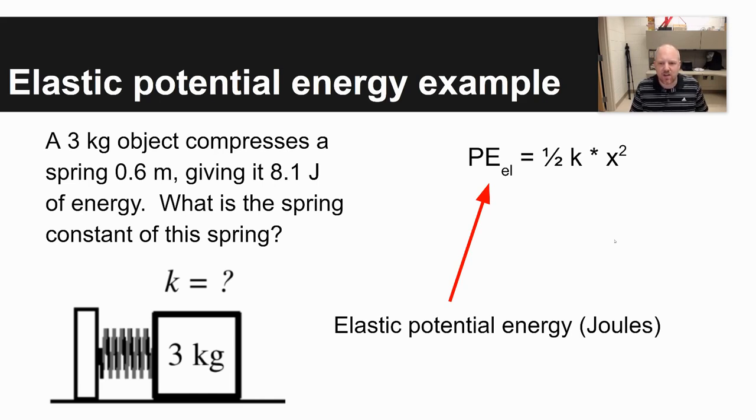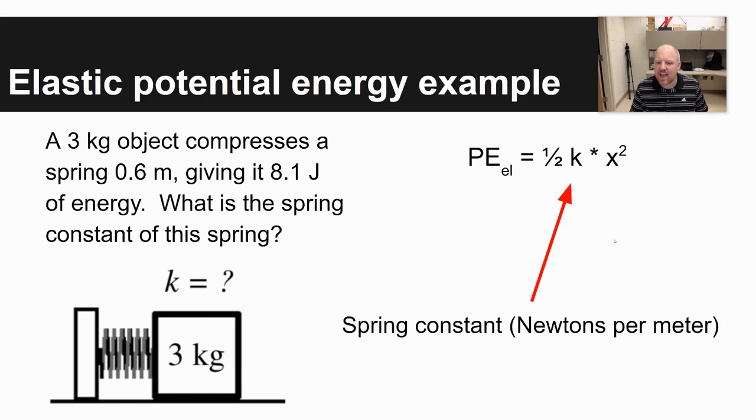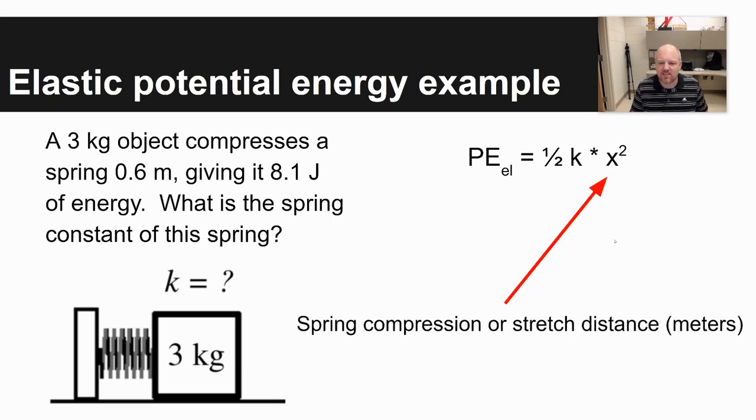Elastic potential energy, sometimes written out as PE sub el, is equal to 1/2 K X squared. K is a spring constant. How springy is your spring? If a spring is easily moved, it would have a low spring constant. If it's very difficult to move, like shocks on a car, it would have a very high K value. And X is the stretch or compression distance, how much from rest you're pushing the spring together or pulling it apart.